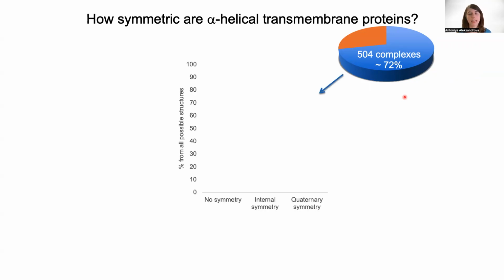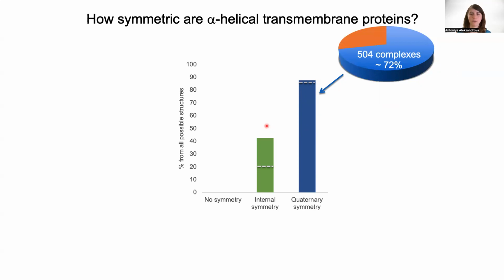We find that about 88% of the multi-chain complexes have quaternary symmetry, which is very close to what has been estimated for water-soluble proteins, as indicated by the white dotted line here. On the other hand, membrane proteins are about twice as enriched in internal symmetry compared to water-soluble proteins.